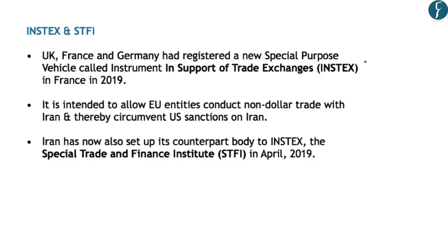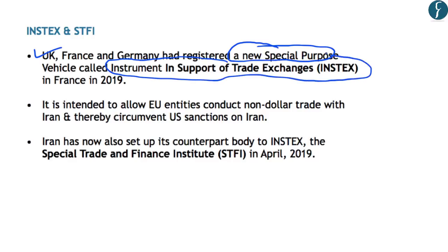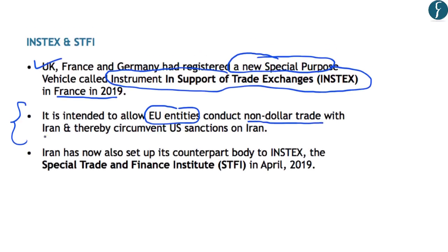Now, as we know that the United States has imposed sanctions on Iran regarding its nuclear program, the UK, France and Germany, which are part of the EU, have registered a new special purpose vehicle. And this special purpose vehicle has been called the Instrument in Support of Trade Exchanges, or the INSTEX. And it has been registered in France in 2019. Now, what is the purpose of this special purpose vehicle? So it is intended to allow the EU entities to conduct non-dollar trade with Iran.